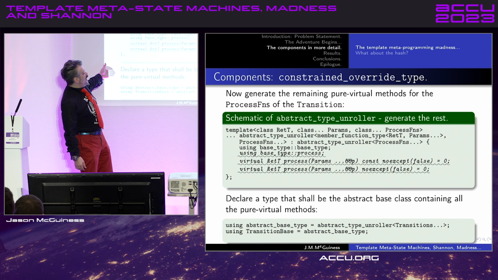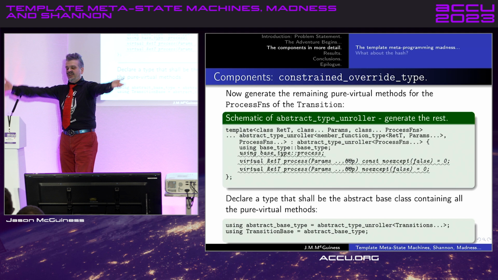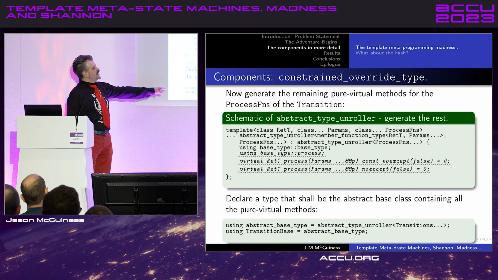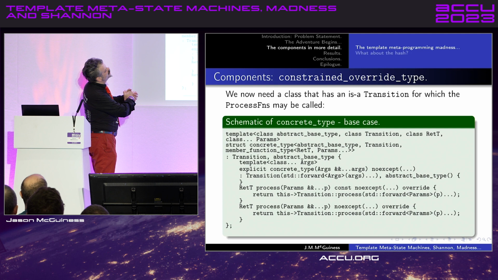Now, after all this chain, I can collect it all together. Bang, transition abstract base type. I've got it. Huzzah. I know what I'm calling now. But the only problem is I can't instantiate it because it's all pure virtual. So we come to constrained override. What else does the constrained override type provide for us?